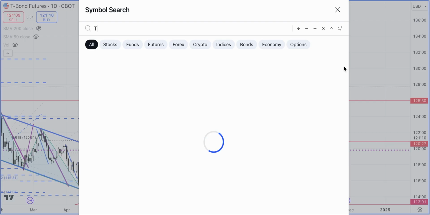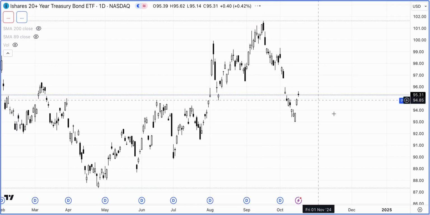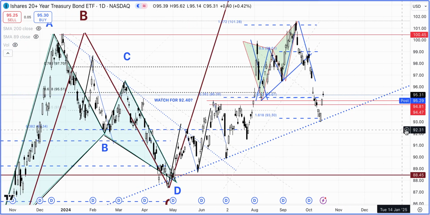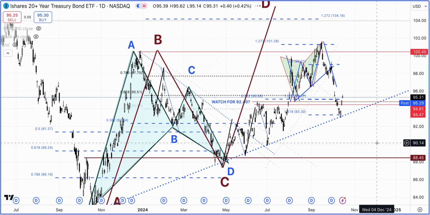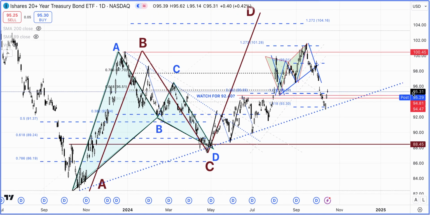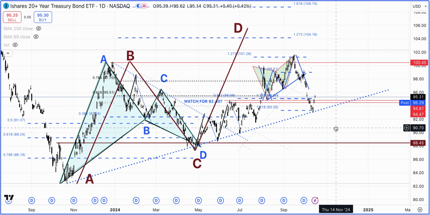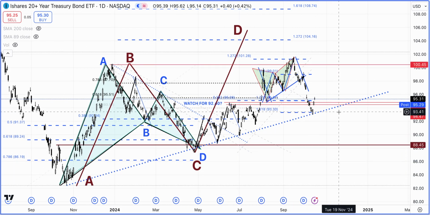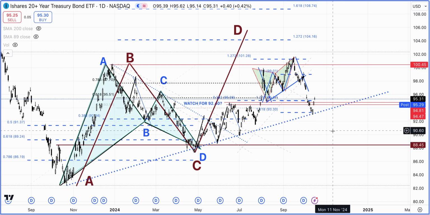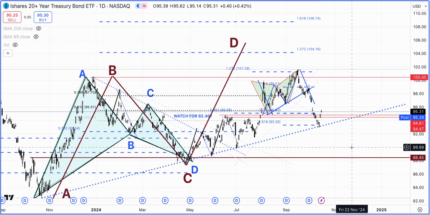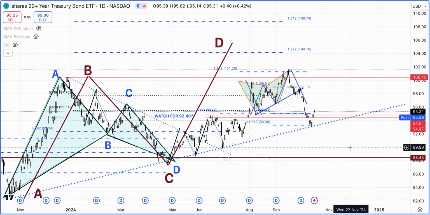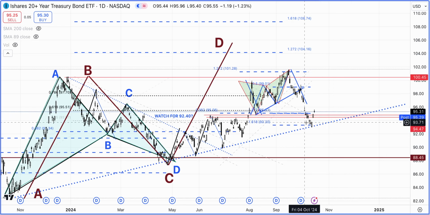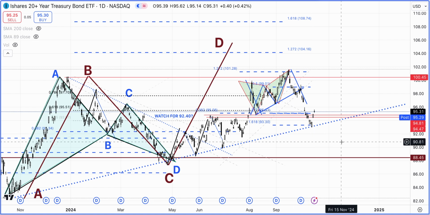Now, if we take a look at the TLT, which is the ETF for this, a very similar kind of price action in terms of pattern formation. I've not drawn it the way I've drawn it on the 30-year long bond futures, but it's a very similar pattern. And look at this trend line; it has held thus far. So it is indicative of lower yields to come as long as this bottom is held coming from 14th of October, beginning of this week.